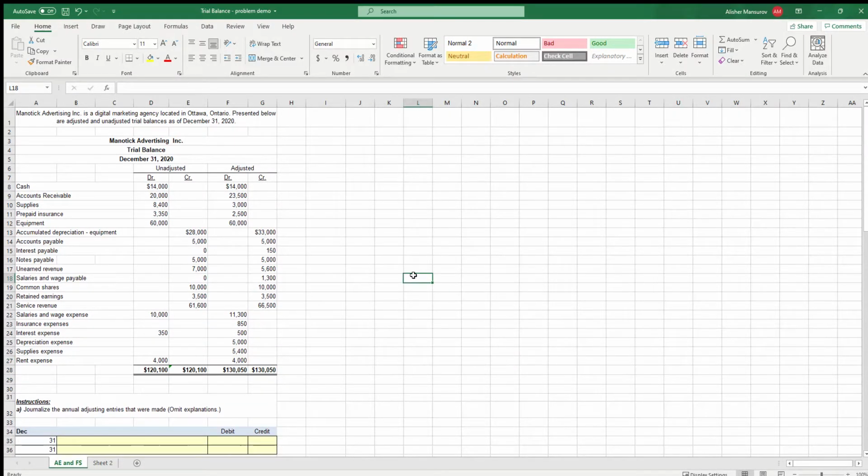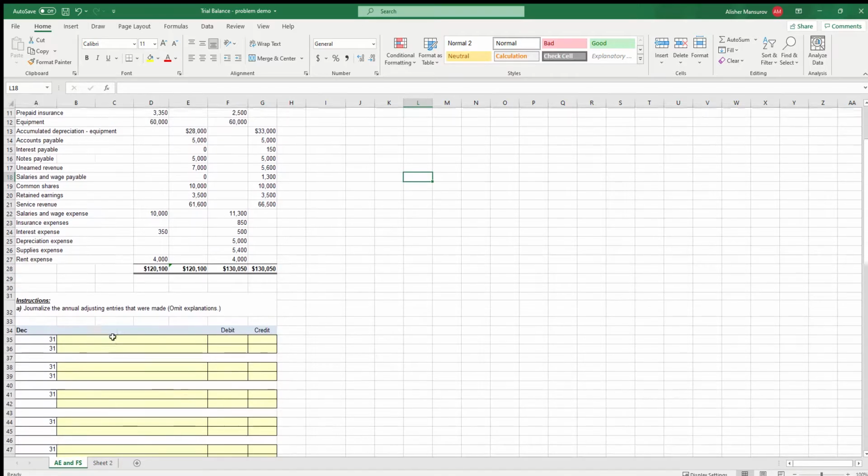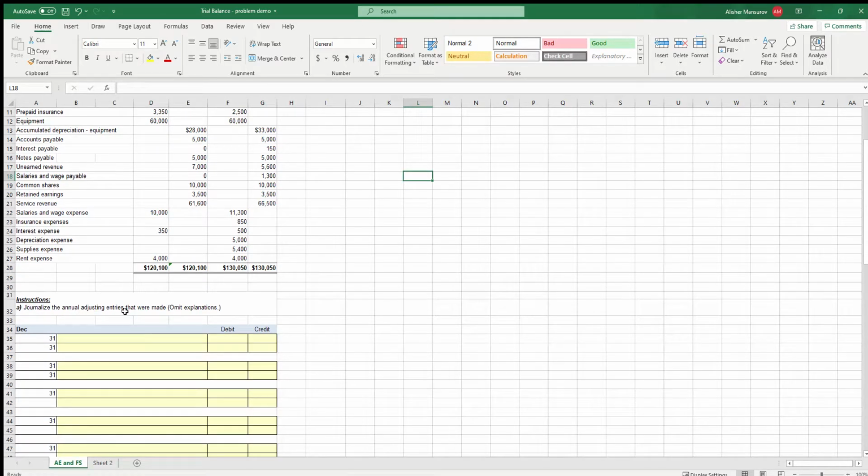Today we'll see an example of journalizing adjusting entries and preparing financial statements, which is one of the final steps in the accounting cycle. So here we have both unadjusted and adjusted trial balances for Monotic Advertising, which is a digital marketing agency located in Ottawa, Ontario. And we have this data as of December 31st, 2020. The first task is to journalize the annual adjusting entries that were made.